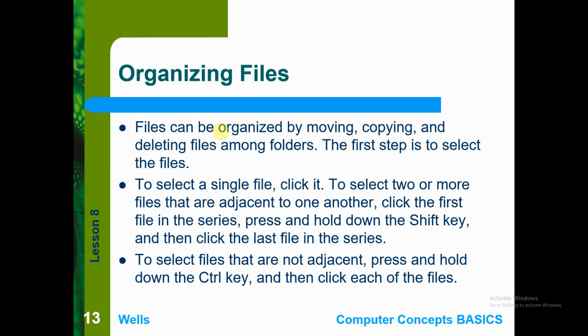Now, to select files that are not adjacent, you press and hold the control key, and then click on those files. If they are not adjacent, you use control click. But if they are adjacent, you can use the shift key. Remember these two: shift click and control click functions.